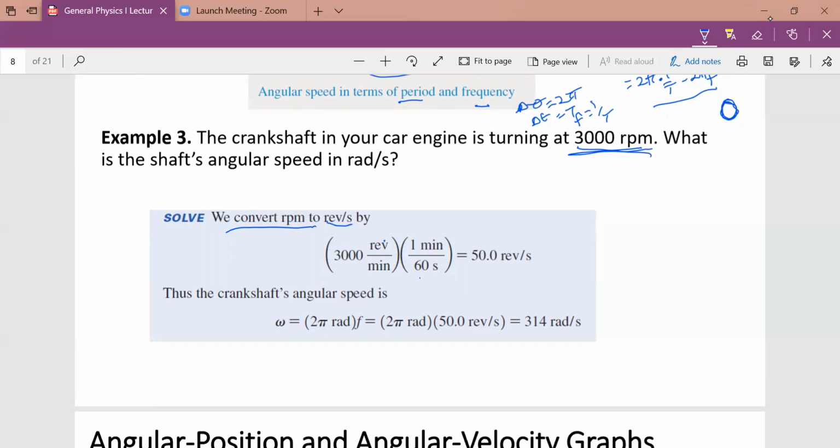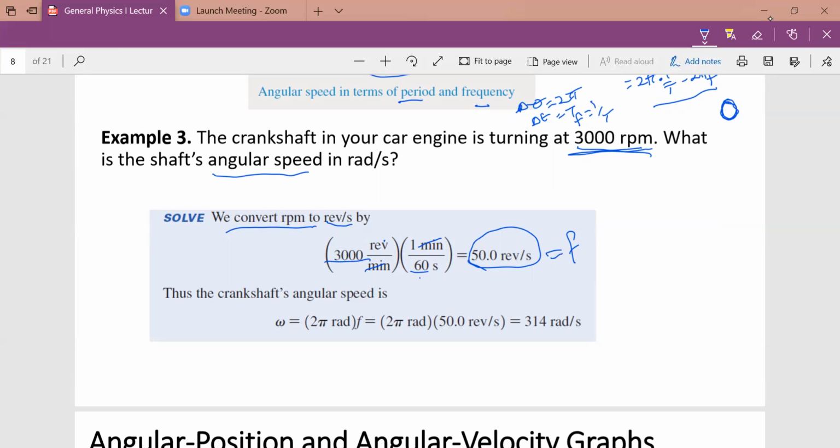So 3000 rev per minute times 1 minute over 60 seconds. Minute takes care of minute. We just divide 3000 over 60 to give us 50 revolution per second, which is also regarded as frequency. So we'll have to adopt the formula that shows the expression of frequency because the question says we should look for the angular speed.